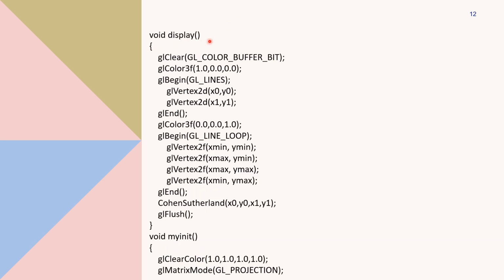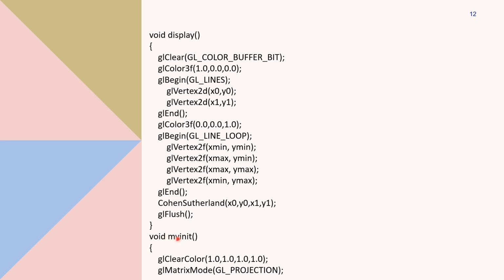Next we have the display function. Here we call glClear, which is used to clear the allocated buffer bits. Then we call glColor3f, which is used to assign the color to a line. Then we have the glBegin function, which is used to draw the line based on the corresponding coordinate values. Then we call the Cohen-Sutherland function, where we pass the x coordinate and y coordinate values. Then we call glFlush to immediately execute all the parameters passed and all the processes to be carried out.